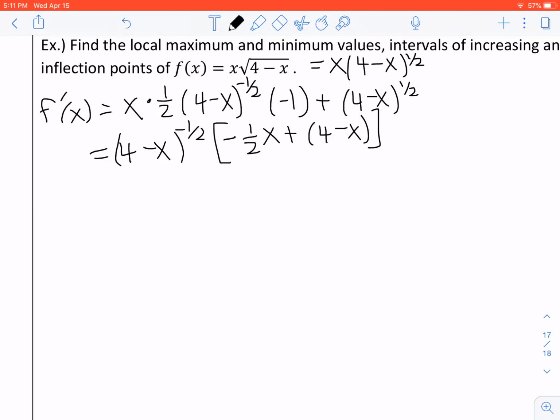You can continuously simplify this. This is going to become negative 1/2 x minus x, so we have (4 minus x) to the negative 1/2. And even if you wanted to, you can pull a fraction of 2 out, but we'll keep that like this. So we'll say we have negative 3 over 2 x plus 4.